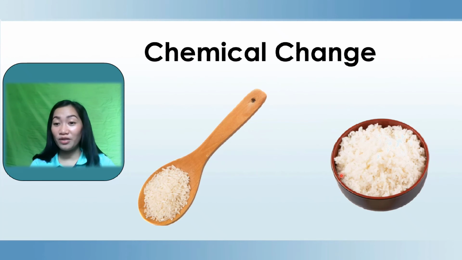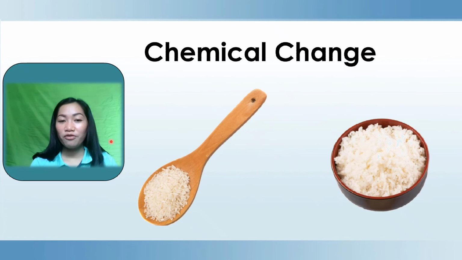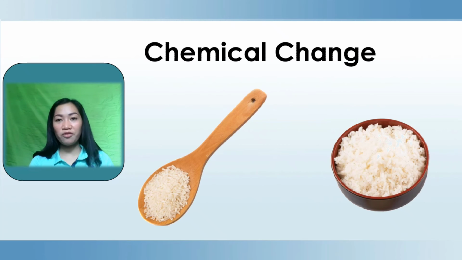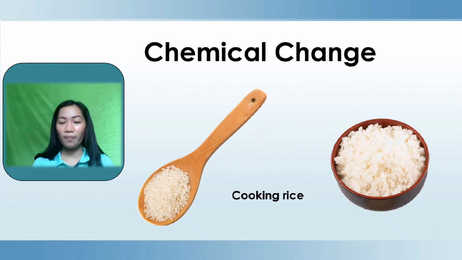Okay, there is a chemical change. Very good. Because from this, you turn it to like this. So there is a chemical change because the raw rice turned into soft, sweet rice, and you can eat it, right? So there is a chemical change. Cooking of rice is a chemical change.